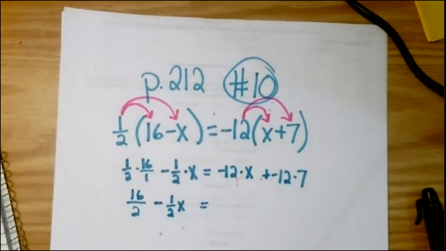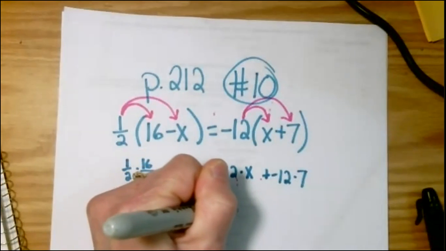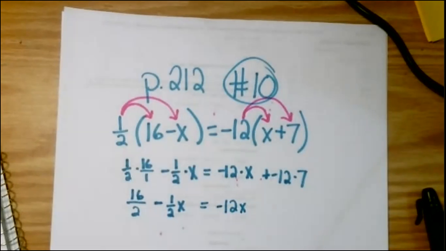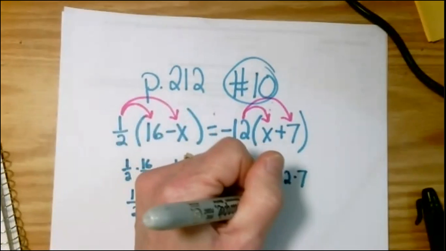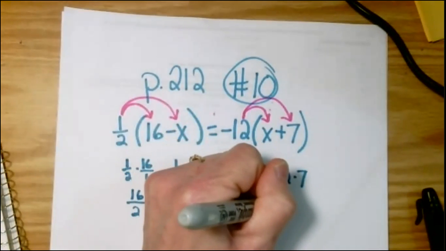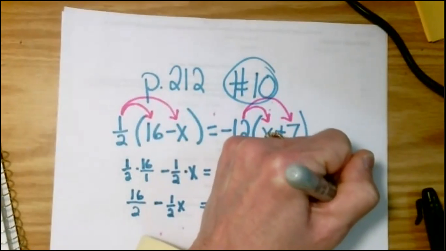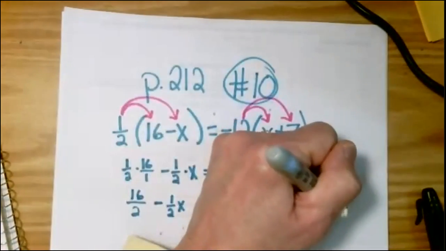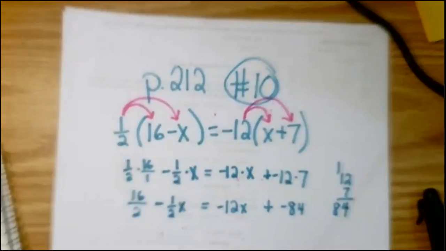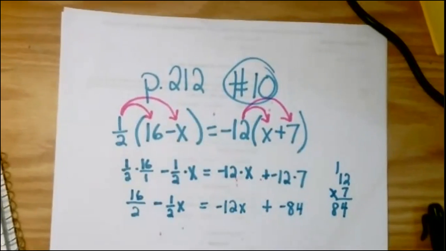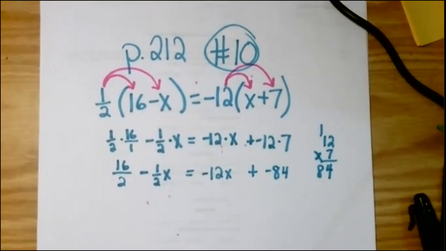equals negative 12x plus negative 12 times 7. What is negative 12 times 7? Negative 84. If you don't know that, you can do 2 times 7 is 14, carry the 1, 84. That's my times. Okay, I'm going to move up a little bit here.